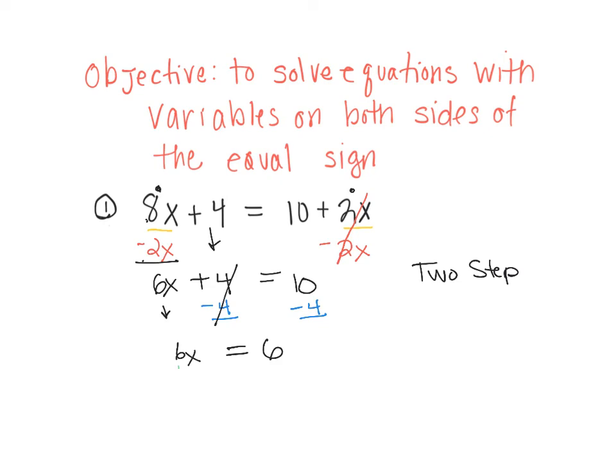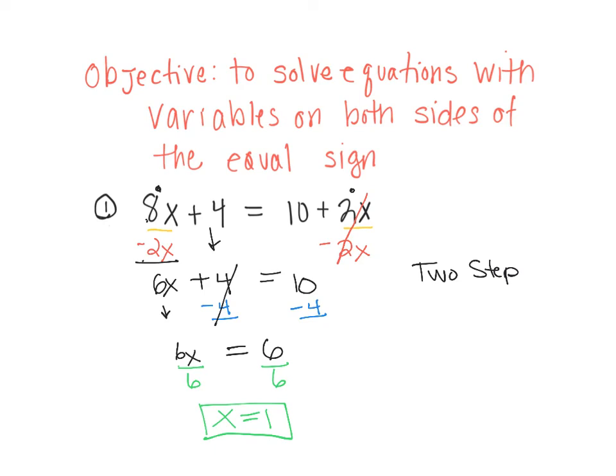The 6 here and the x are connected through multiplication. The inverse operation is division. So I'm going to divide both sides by 6 to get x is equal to 1.